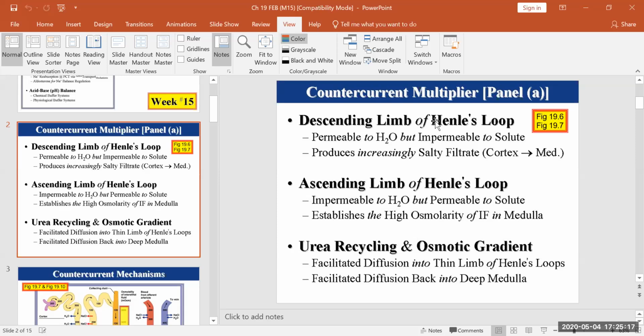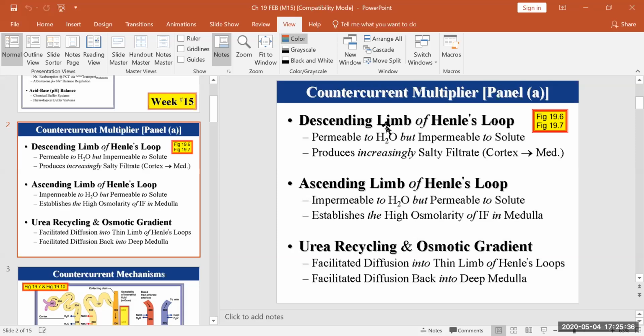They have a short loop of Henle. So we're not talking about the cortical nephrons here. We're talking about the juxtamedullary nephrons. Now, as you can see on the loop of Henle, there's two limbs, two parts.